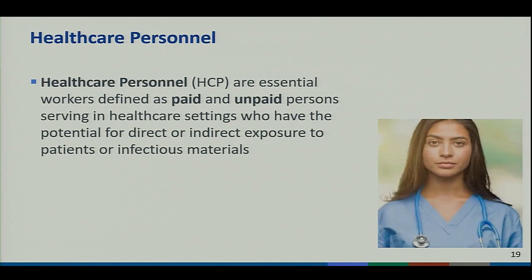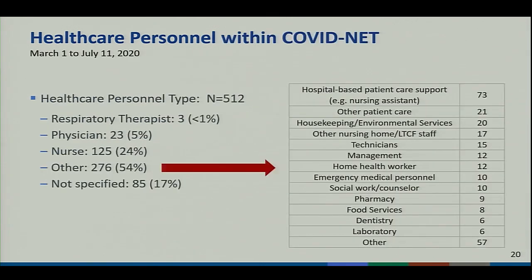First, as a reminder, the healthcare personnel definition is very broad, as essential workers who are paid and unpaid persons serving in healthcare settings who have the potential for direct or indirect exposure to patients or infectious materials. Next slide. And this was presented previously as the hospitalized healthcare personnel within COVID-NET, demonstrating the broad ranges of occupations for infected healthcare personnel. Next slide.